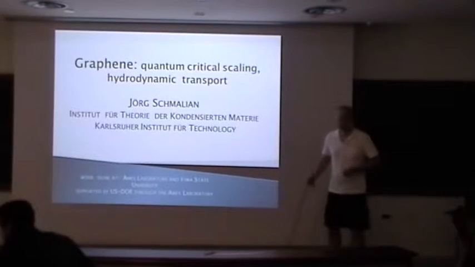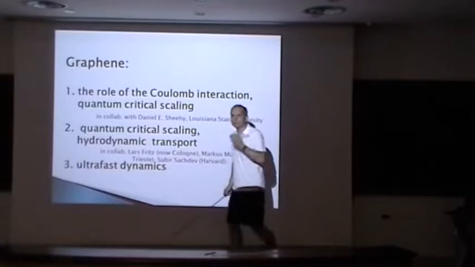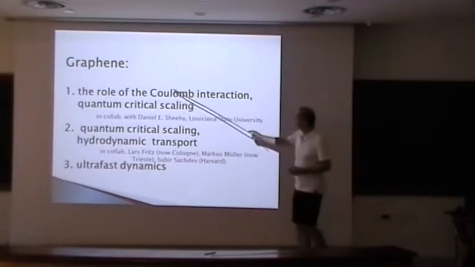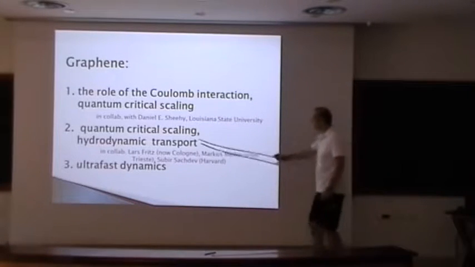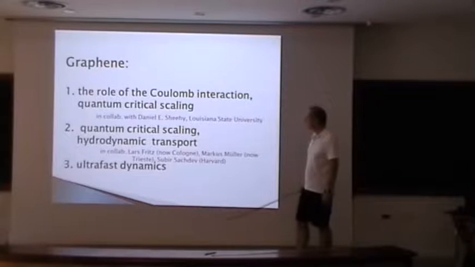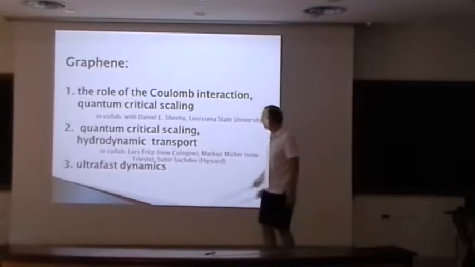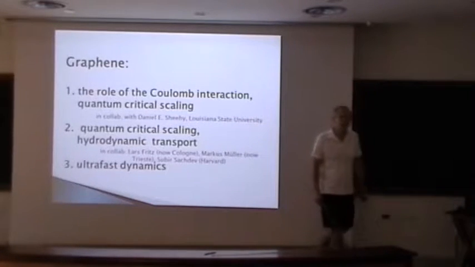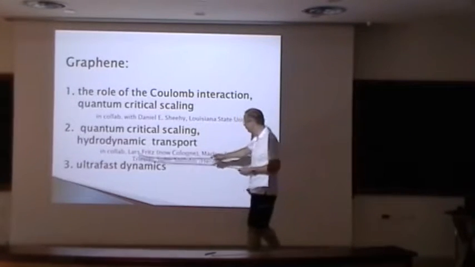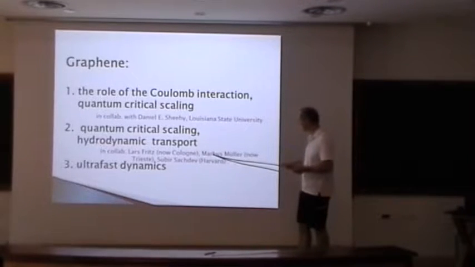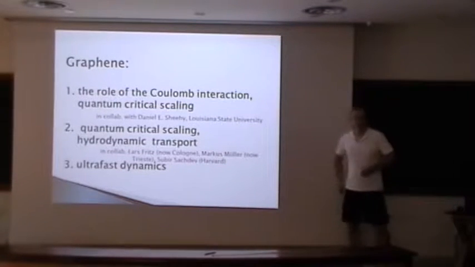This will be the second lecture, and we discussed graphene. We discussed during last lecture the role of Coulomb interaction and also some aspects of critical scaling in the system, a work that was done initially with Dan Shi. And now I'm moving on towards the second half of today's talk to discuss issues like hydrodynamic transport in graphene, where we use the tools that we have developed. This is a work that was done with Lars Fritz, who back then was a postdoc at Harvard, just like Markus Müller, both have moved along to Cologne, to Trieste, and the Swiss such a state.